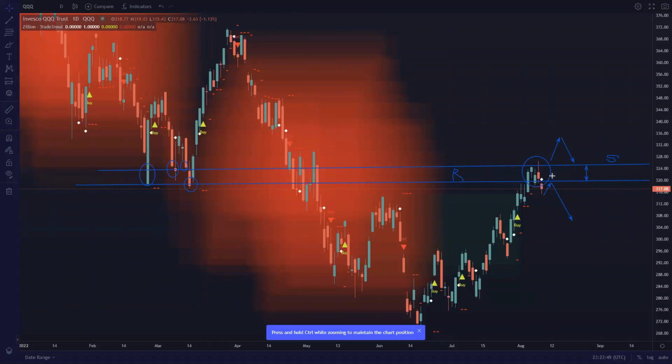But if we can get back up into this resistance zone, there's a greater chance it will turn into a support zone. And if we get a close on a daily basis outside of this zone, again, we're looking for a rotation higher. All right, so that's the NASDAQ 100.